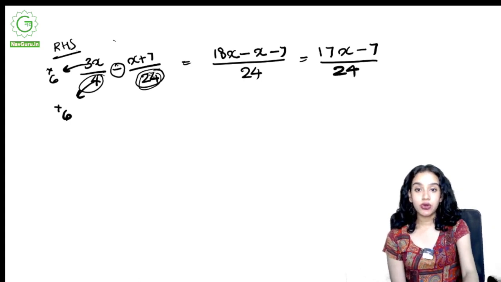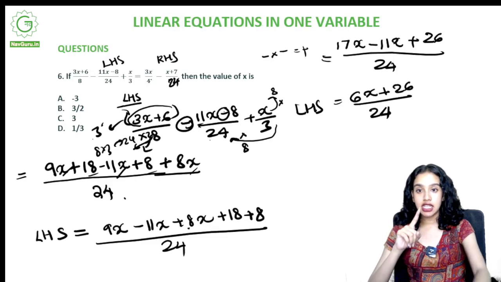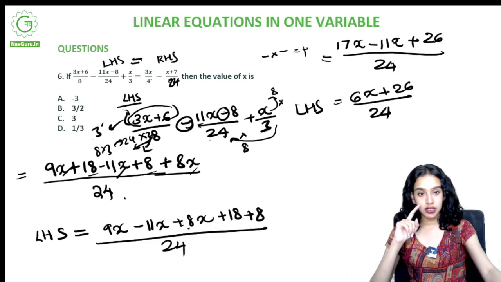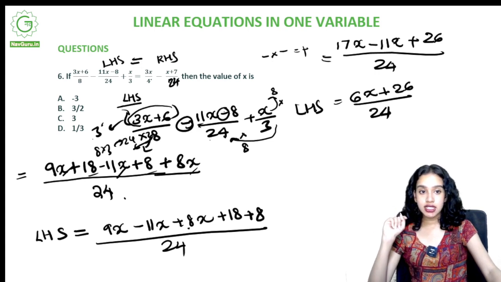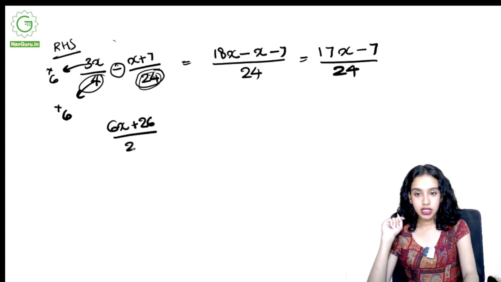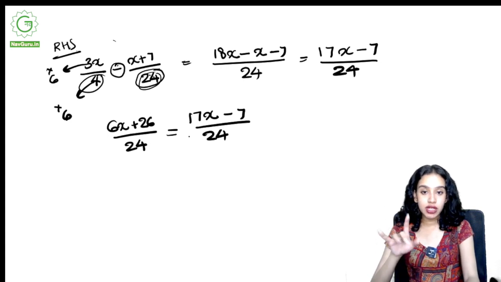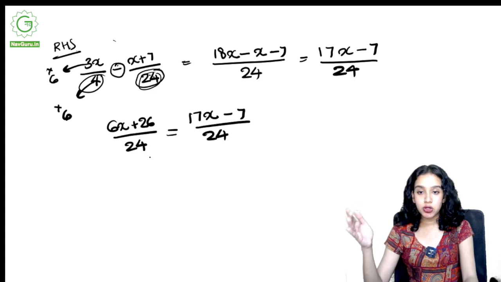Now we know that for this equation to be true, left hand side must equal right hand side, right? So what is our left hand side? It's 6x plus 26 by 24. And what is the right hand side? We have 17x minus 7 by 24, right? Here in both places we have 24 as the denominator. It is common, so we could multiply both sides with 24, right?